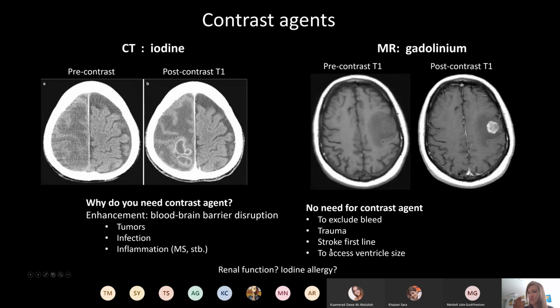And if you just want to see if the patient has hydrocephalus or the ventricles are big, you don't need contrast agent because you can see the ventricles without that. The other thing to know when you order a contrast CT or MR is the patient's renal function, because both iodine-based contrast agents and gadolinium get excreted by the kidney, and if the patient has a bad renal function, then you don't order a contrast CT or MR, or you need to do some steps before that. And you have to know if the patient has iodine allergy or not.